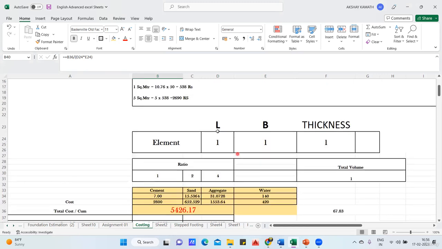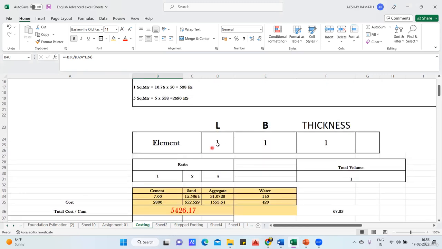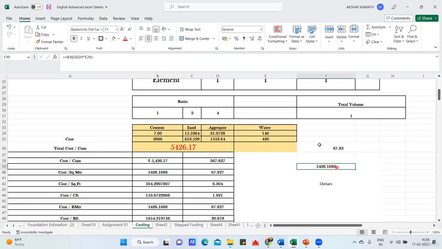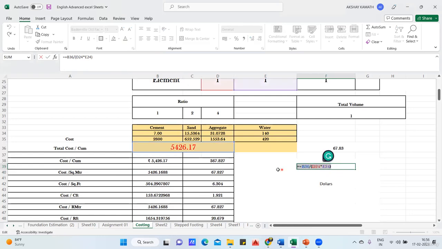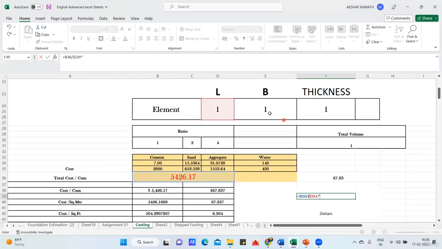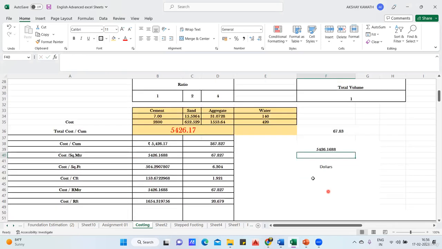Now what is the area? This is my length, this is my breadth. So 1 is my length, breadth is 1, so area will be 1 into 1. I'll do it here once again. This is my total rate, and I'm going to divide it by area. So area is length multiplied by breadth, and I'll close the bracket. Now you can see my total cost per square meter comes out to be 5426 rupees.